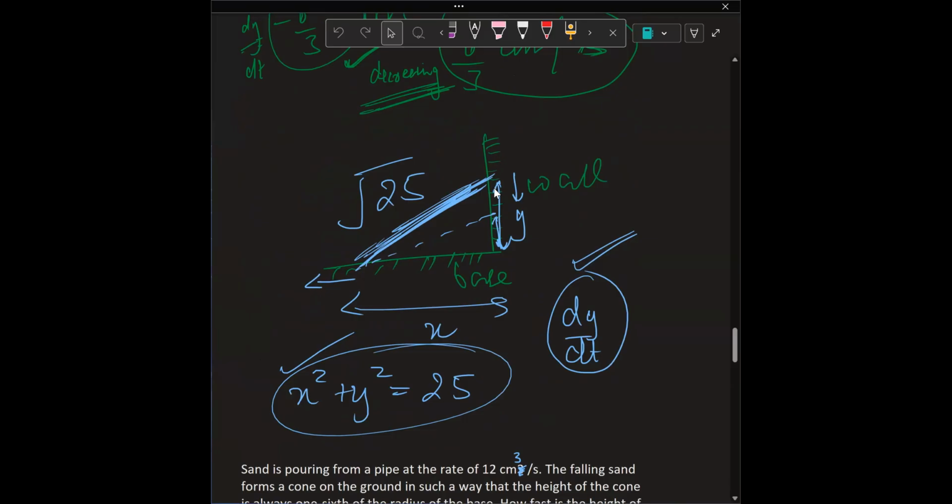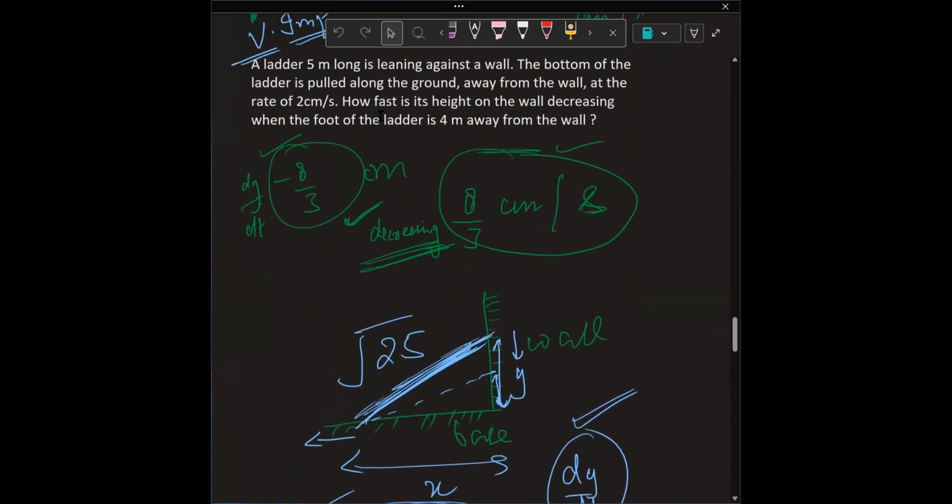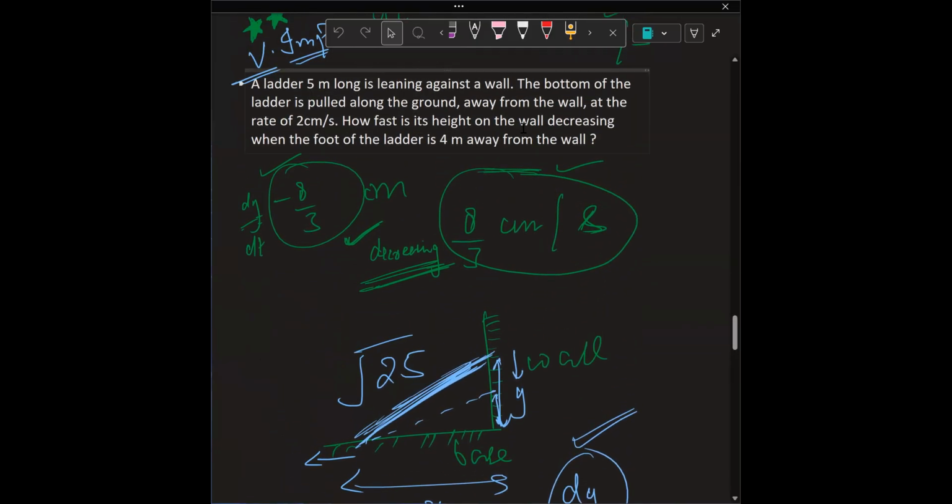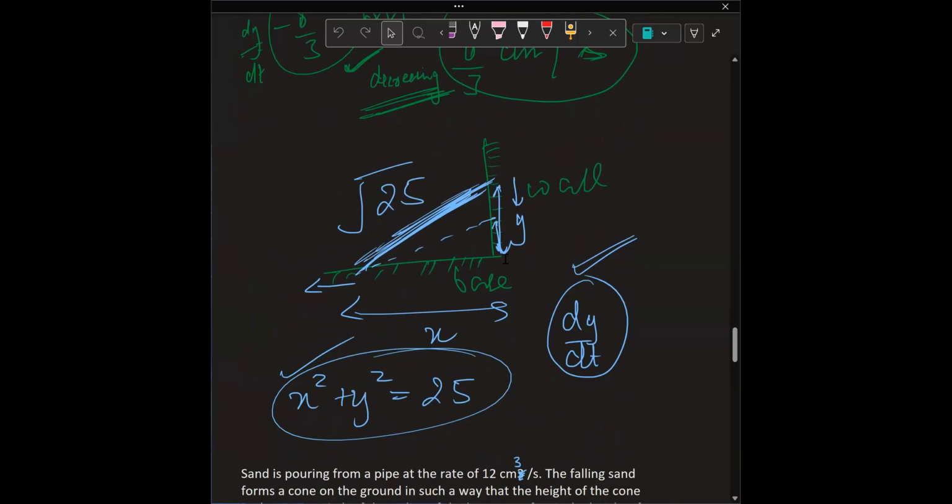All right. And what you have to find, see, how fast is the height of wall decreasing when the foot of a ladder is 4 meter away from the wall? That means you have to find this dy by dt. dy by dt find करना है. So just simply differentiate this and you will get your dy by dt. All right. इसको आप एक बार ट्राई कर लेना.